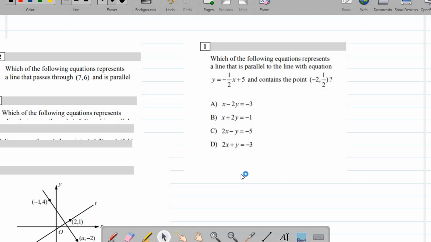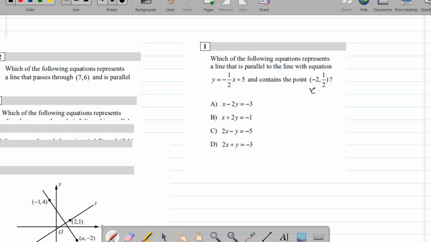First of all, when the lines are parallel, they have exactly the same slope. So the slope of this is minus 1 over 2. Okay, this is because this is written in slope-intercept form. So minus 1 over 2 is the slope. Now if it contains the point minus 2, 1 over 2, then this is x and this is y.